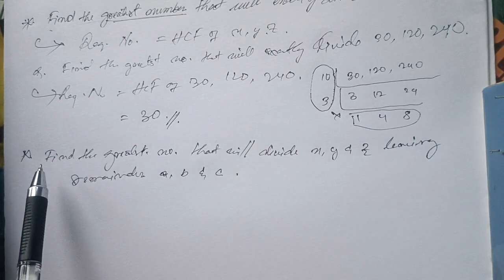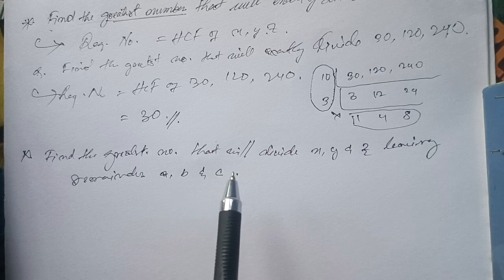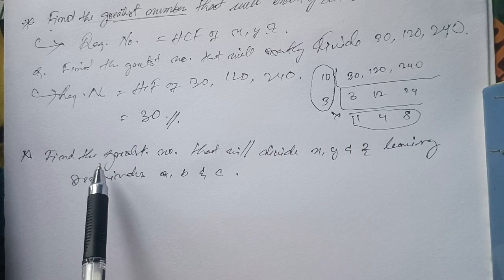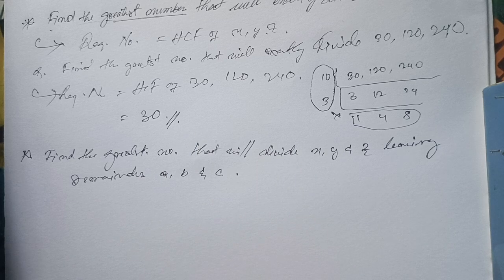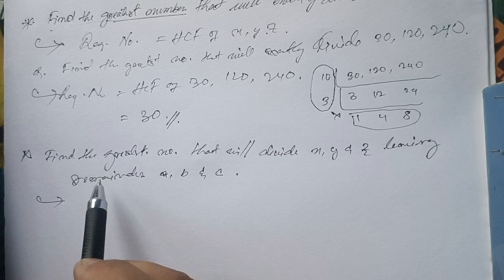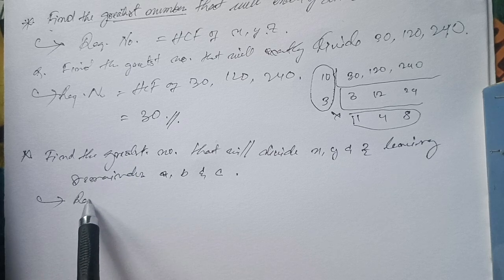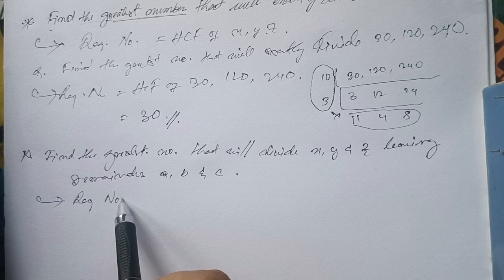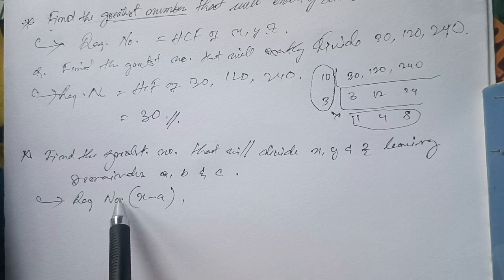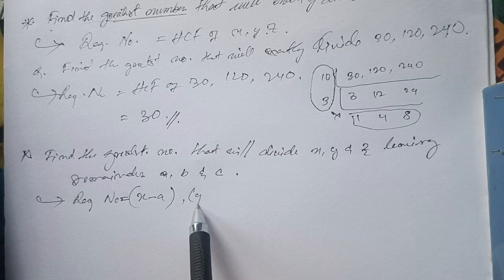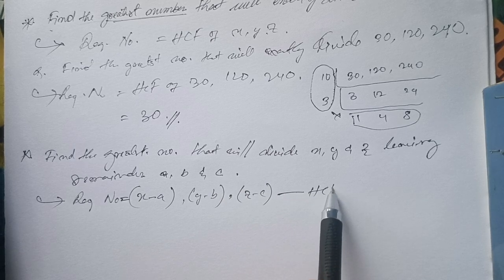Question: find the greatest number that will divide X, Y, and Z, leaving remainder A, B, and C. Greatest number means HCF. The required number is the HCF of X minus A, Y minus B, and Z minus C.